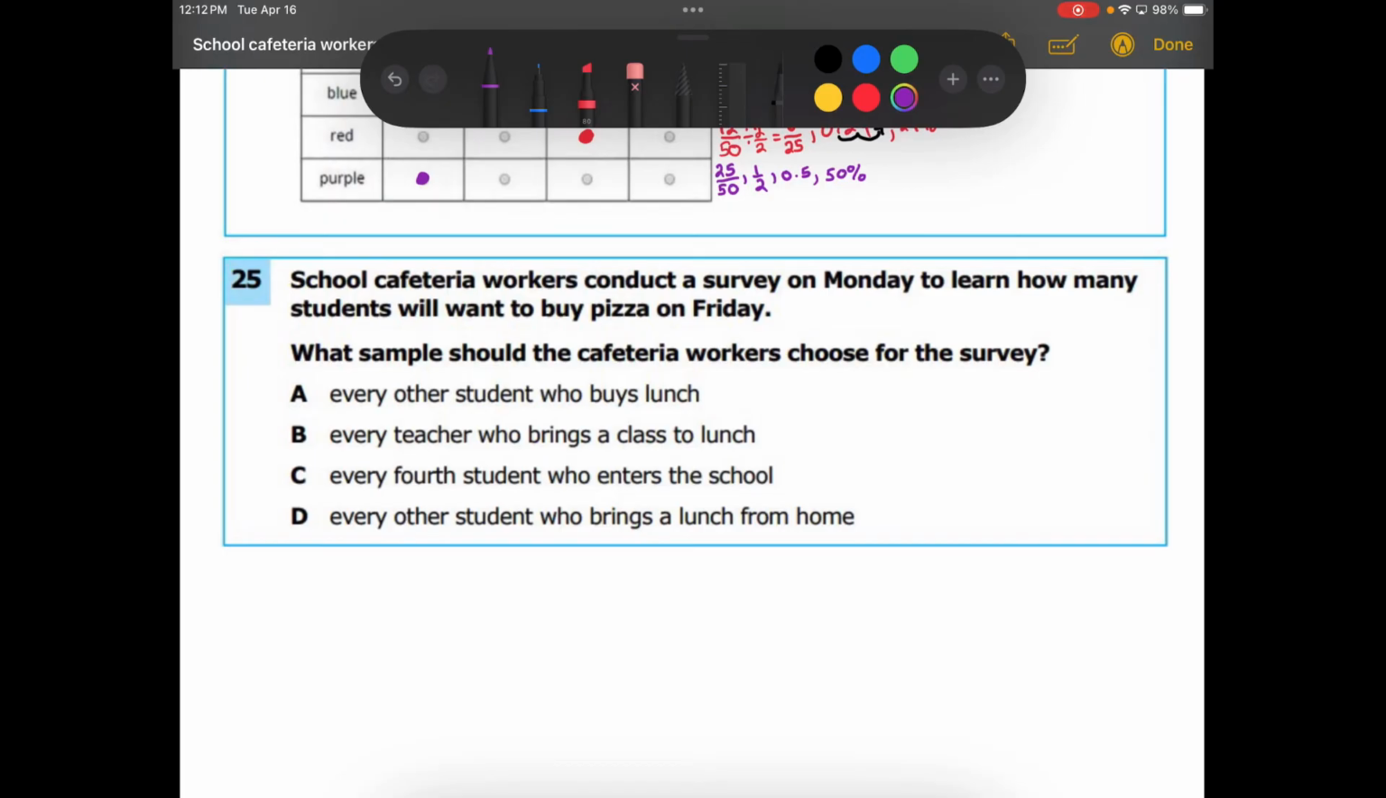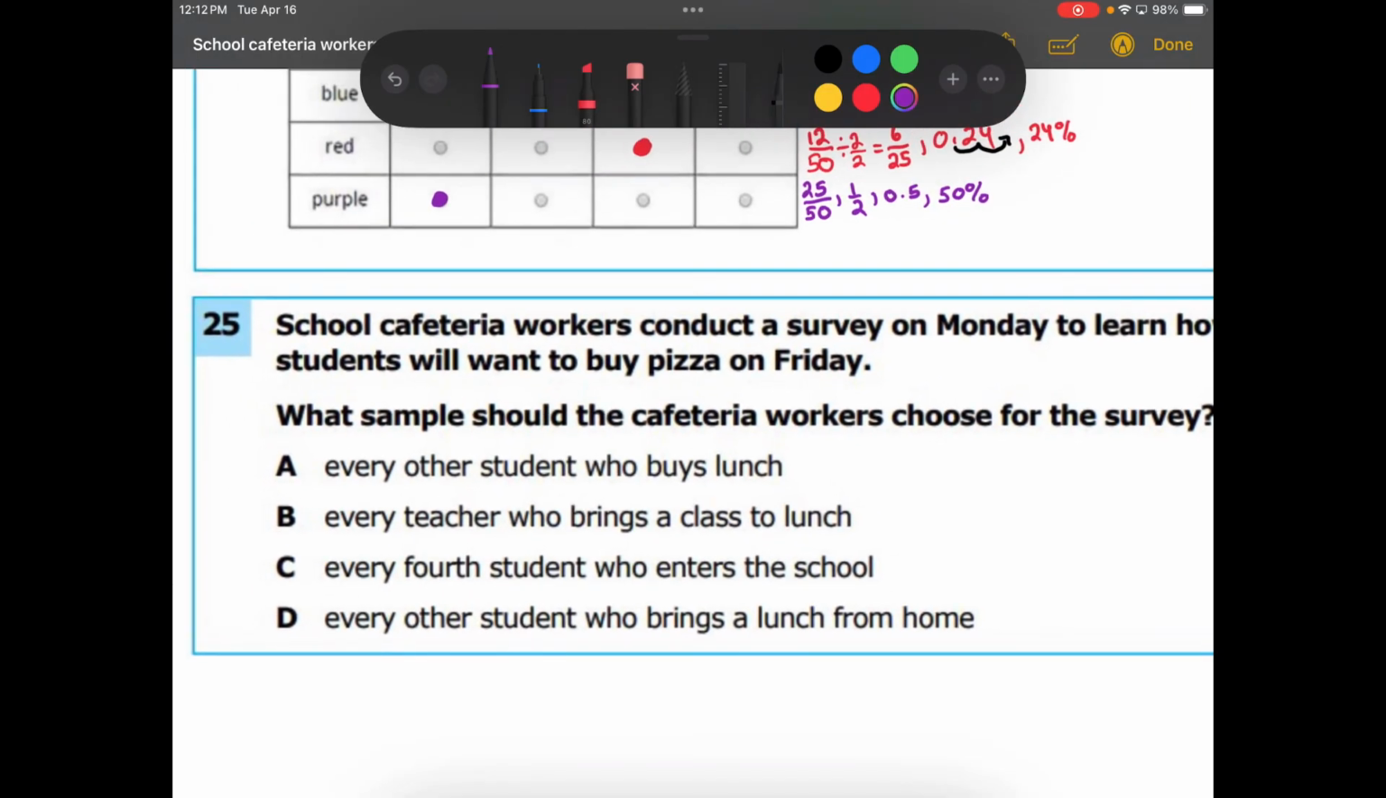Well, what is a random sample or unbiased sample? That means what? Anybody gets a chance. So when you're taking a sample type, you want to ask yourself, is this biased or is this unbiased or what's happening here? So let's look at this question. Who is surveying? Who is asking the questions? Cafeteria workers. And who are they surveying? The students. So let's look at each one, and we're going to eliminate the ones that just don't make sense. So let's look at letter A.